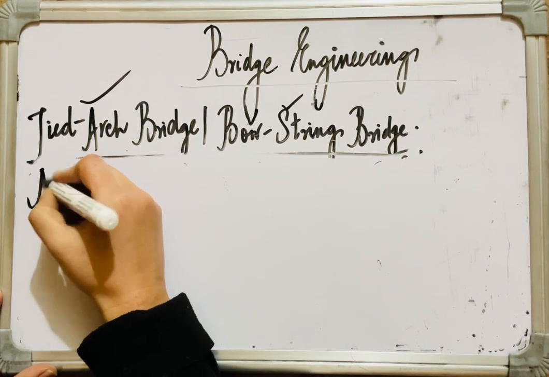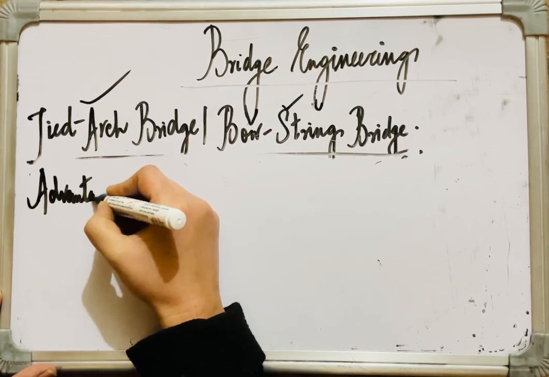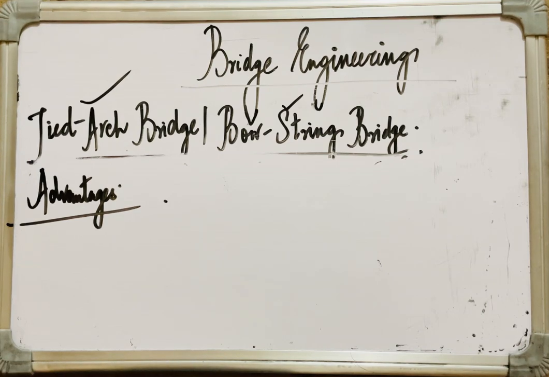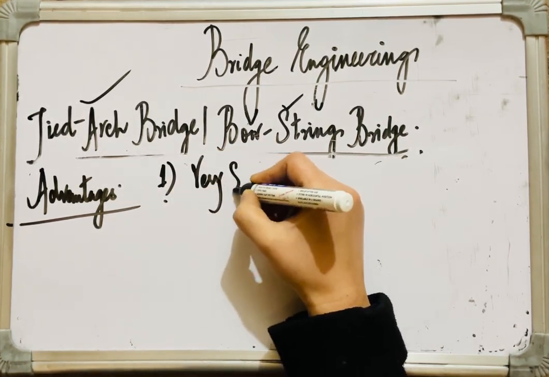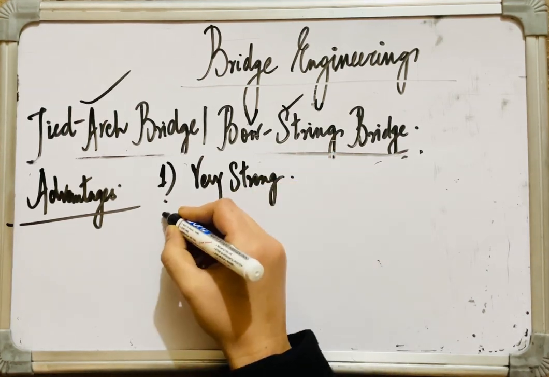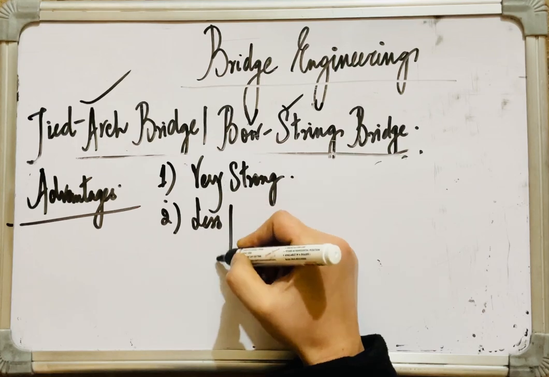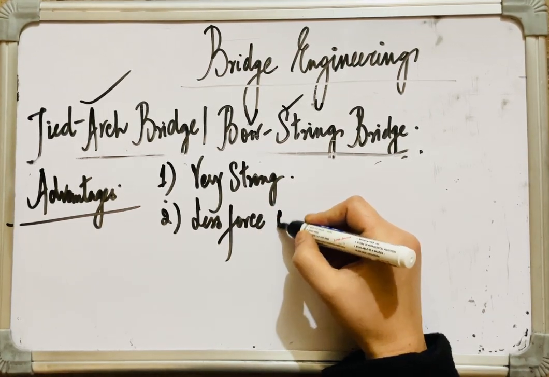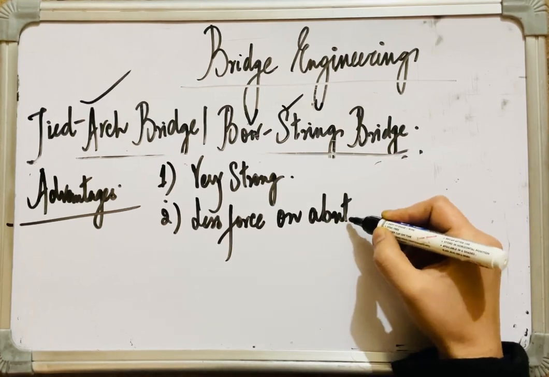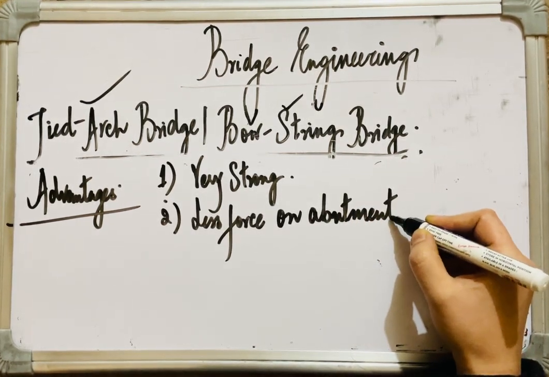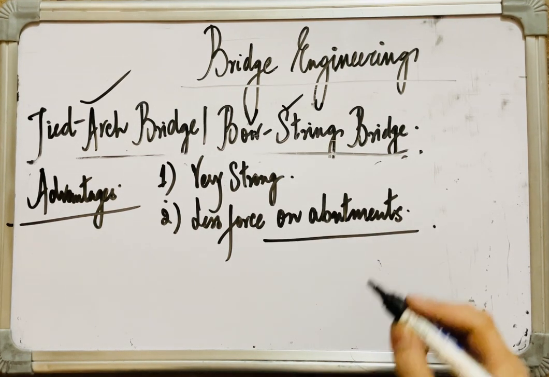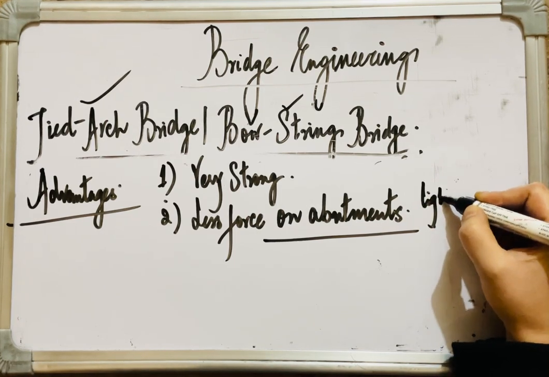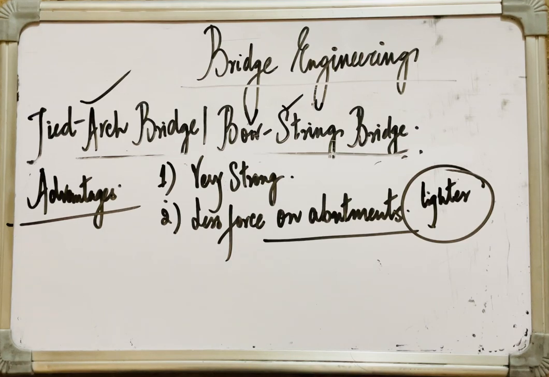All right, so let's study their advantages and disadvantages. The first advantage of these tied arch bridges or bowstring girder bridges is that they are very strong. The second one is that there is less force on abutments, because the horizontal forces are borne by the tie rods or the tying cord, and we can design lighter sections unlike the heavier sections that had to be designed in the case of arch bridges.